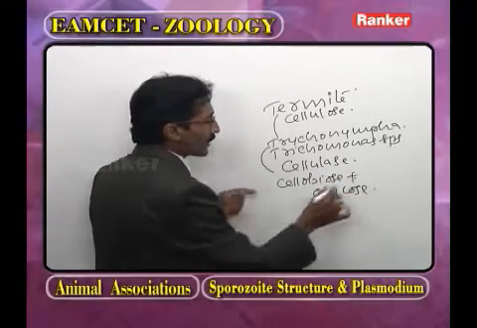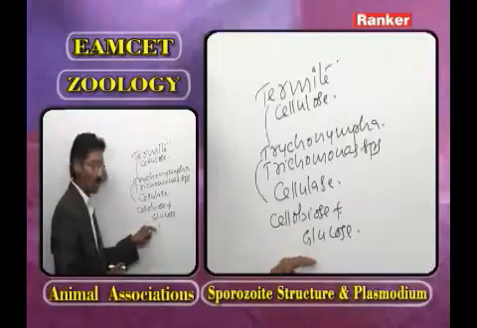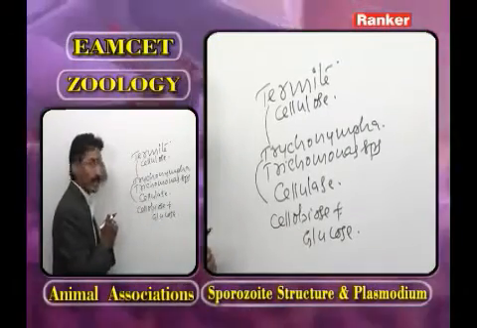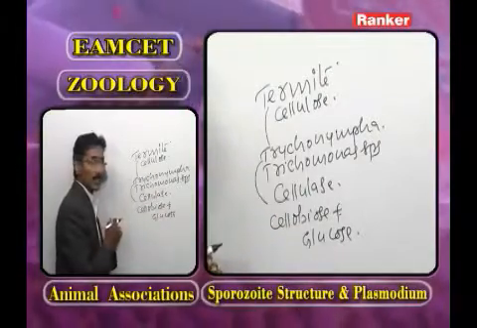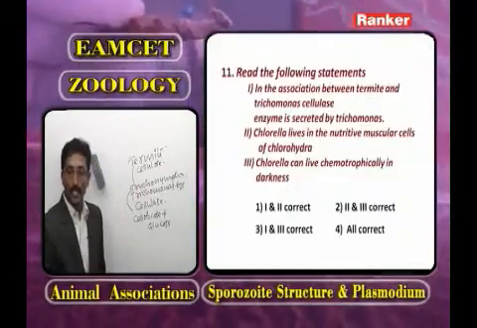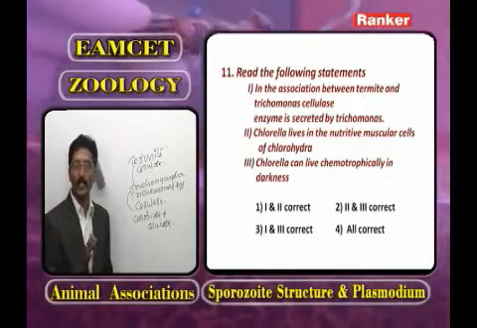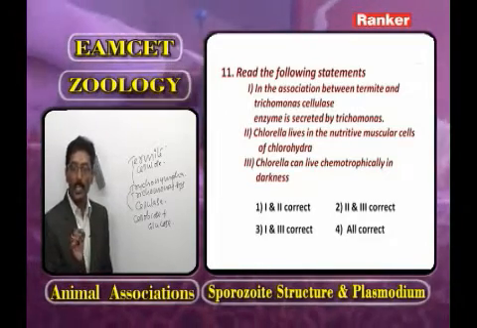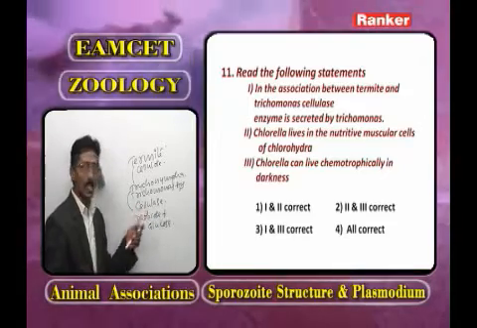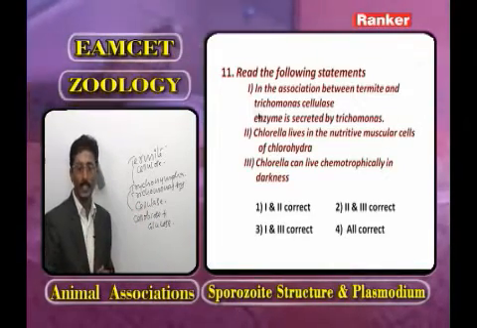What is the difference between cellobiose and glucose? Cellobiose is a disaccharide. Glucose is a monosaccharide. What about the cellulose? It is a polysaccharide. Now, what is the first statement? In the association between termite and Trichomonas, cellulase is an enzyme secreted by Trichomonas. So, the first statement is correct.